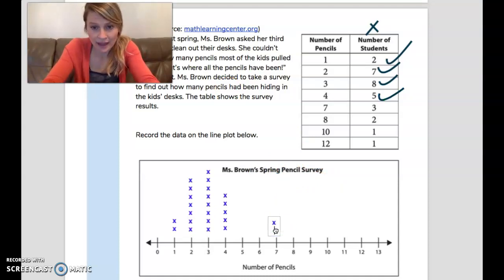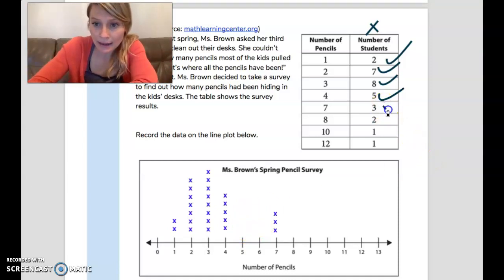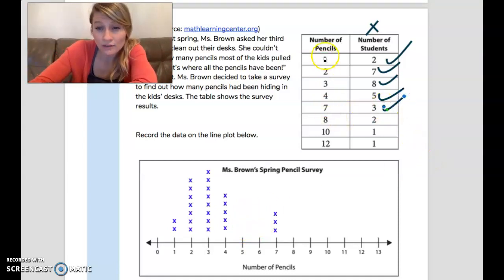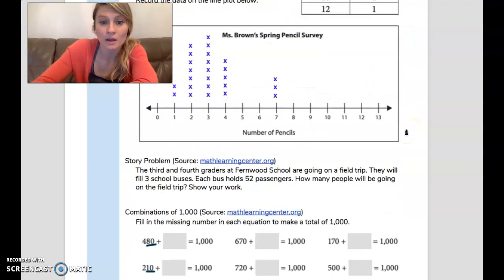So whenever that happens, you just leave it blank. There's a gap, which tells you nothing. There's nothing there. So I went ahead and I did 1, 2, 3, 4, 5, or I didn't, there wasn't 5 or 6 or 7. You need to finish doing 8 pencils, 10 pencils, and 12 pencils. Okay, record the data on the line. So I want you to finish those 3.